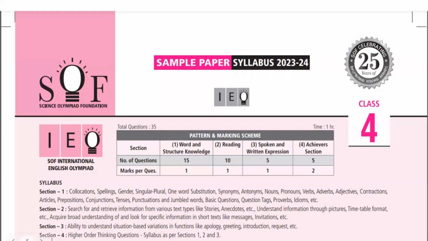In section 4, you have higher order thinking questions, with the syllabus as per sections 1, 2, and 3 itself. In higher order thinking questions, other than the given questions, you have to think about what it is going to cover. More than the basic understanding, the advanced questions.